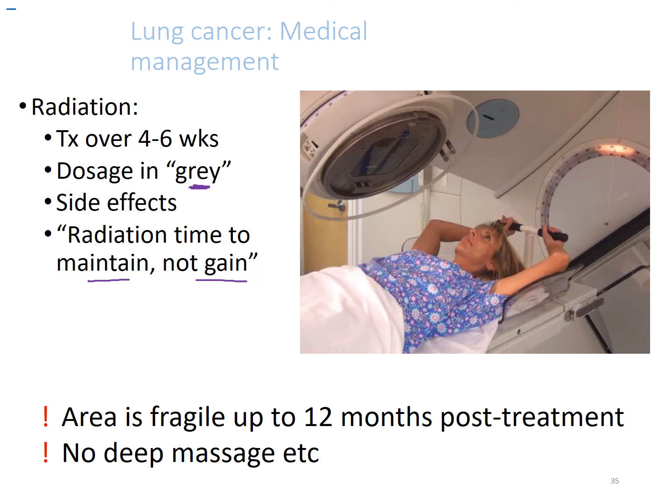Other things to note is that the area that's been irradiated can be fragile for up to 12 months post-treatment. They have to avoid any kind of manual therapy, deep massage around the area. Sunburn can also be very dangerous for these people.